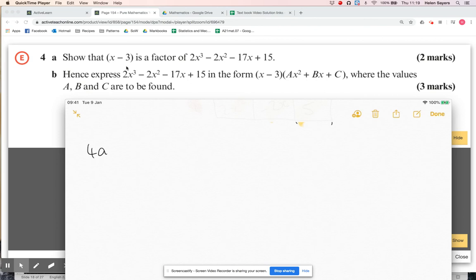So factor theorem is where if x minus 3 is a factor, when I substitute 3 into that cubic, I am expecting an answer of 0. So what I would need to show is firstly some working that I am substituting in x is 3. And be careful, it's not x is minus 3.